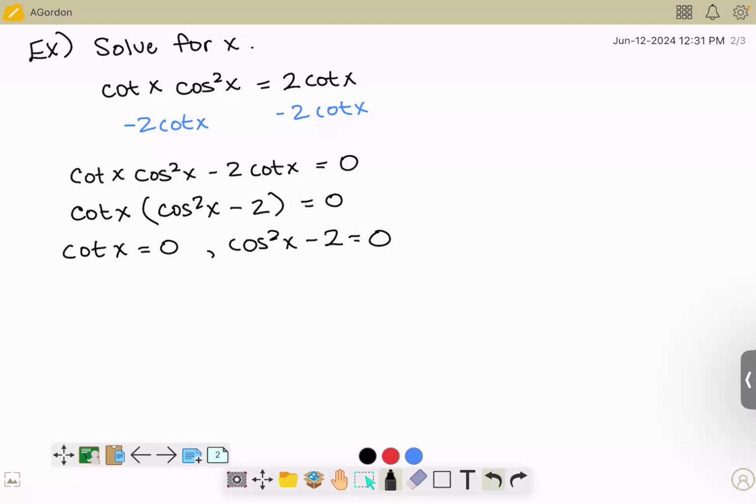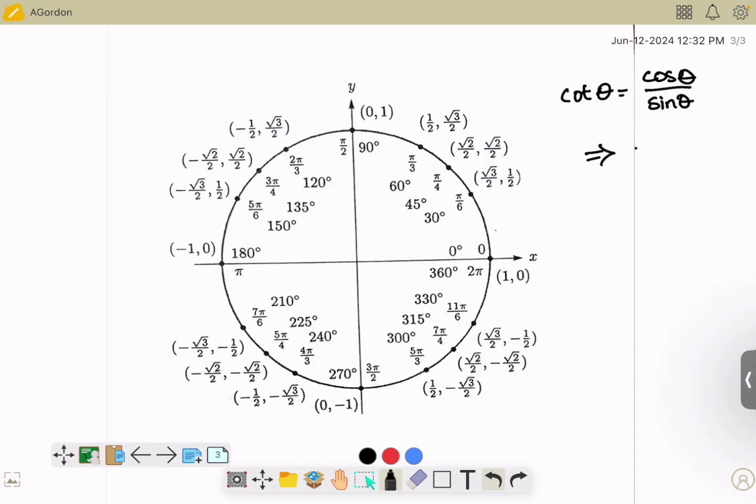So in my circle, I'm looking for places where tangent is undefined, where the denominator would be 0. Tangent is sine over cosine, so cosine would have to be 0. I want to find that on my unit circle or my chart. We need cosine to be 0. Cosine is my x coordinate, so that is going to happen.